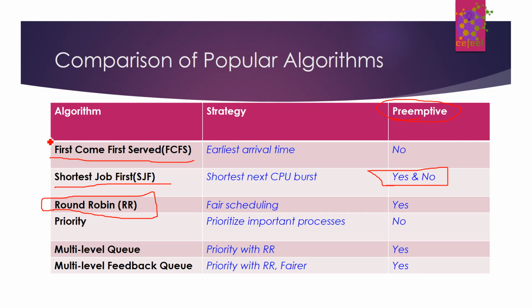Next one is the priority scheduling. Round robin scheduling is preemptive.